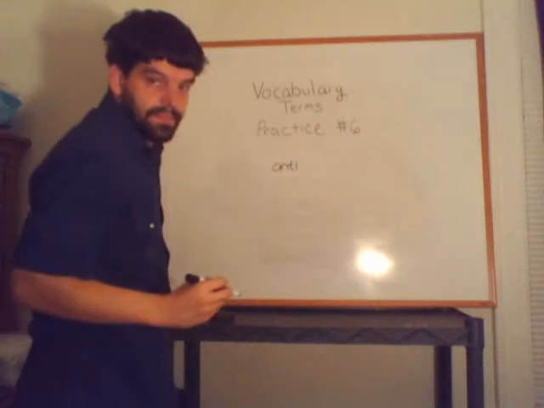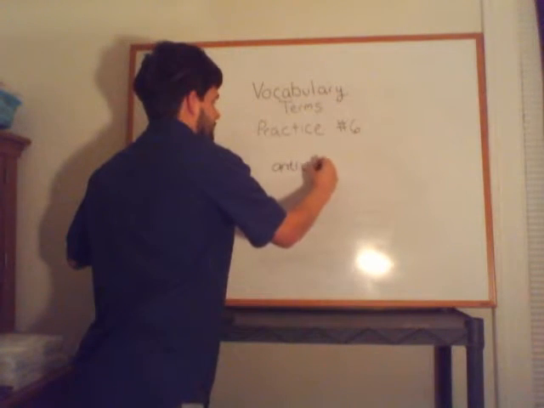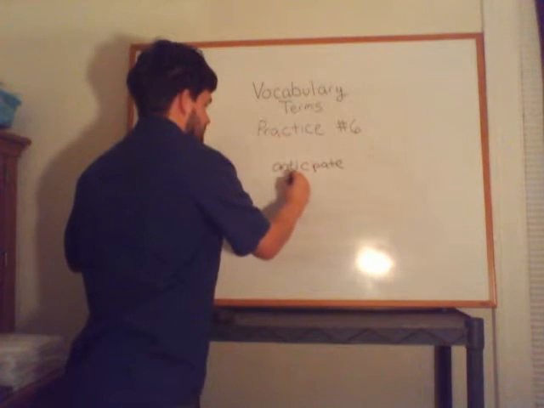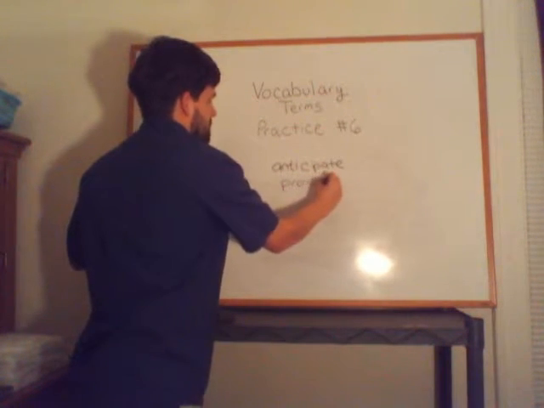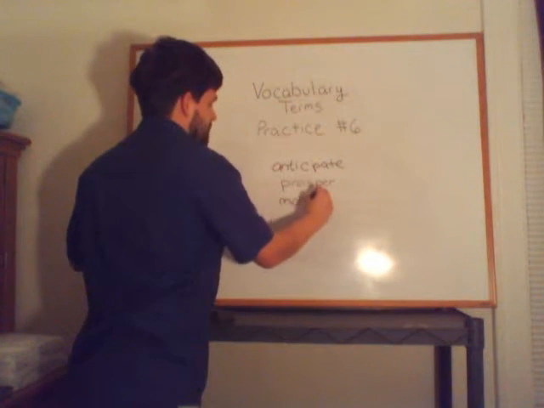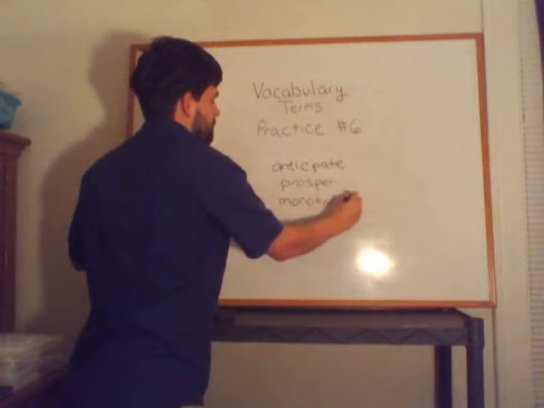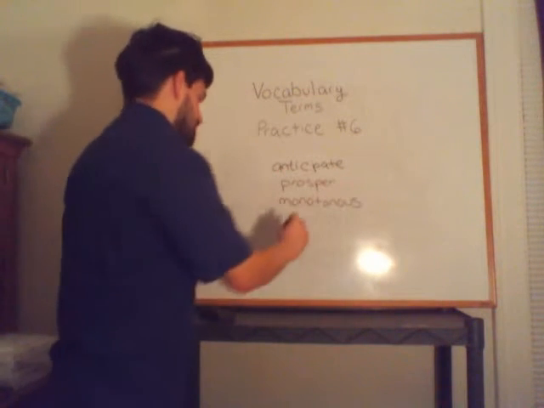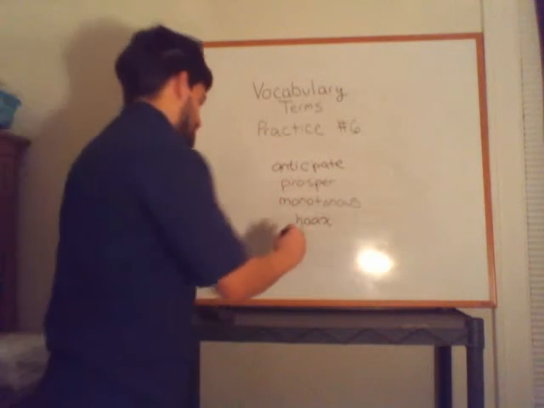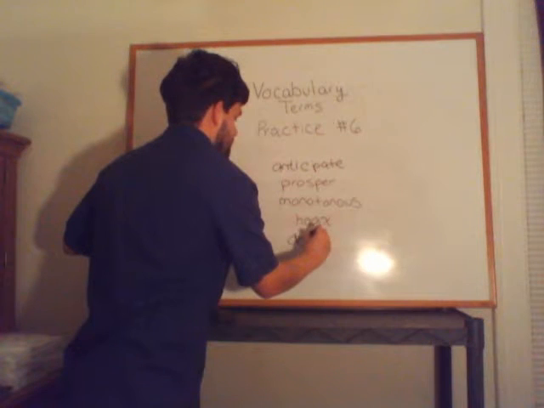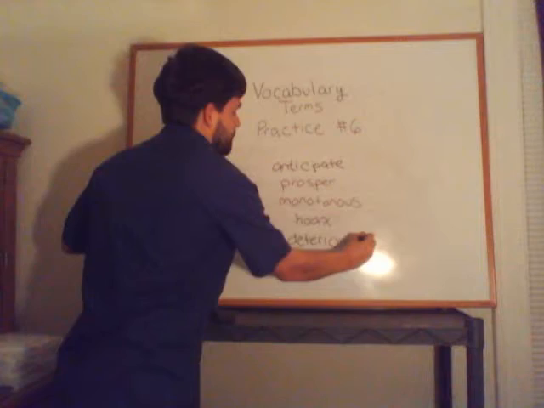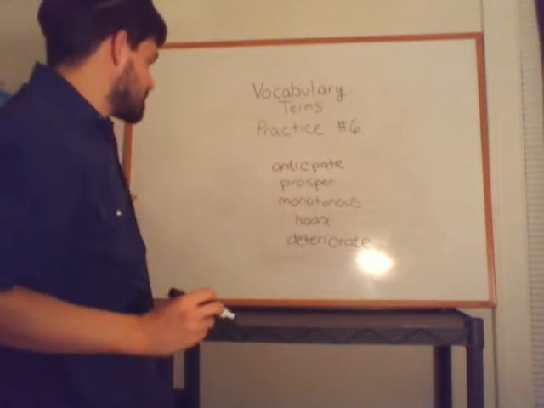Let's do a quick recap of all of our words for this week. So we have anticipate, A-N-T-I-C-I-P-A-T-E. We have the word prosper, P-R-O-S-P-E-R. We have the word monotonous, M-O-N-O-T-O-N-O-U-S. We have the word hoax, H-O-A-X. And we have the word deteriorate, D-E-T-E-R-I-O-R-A-T-E.